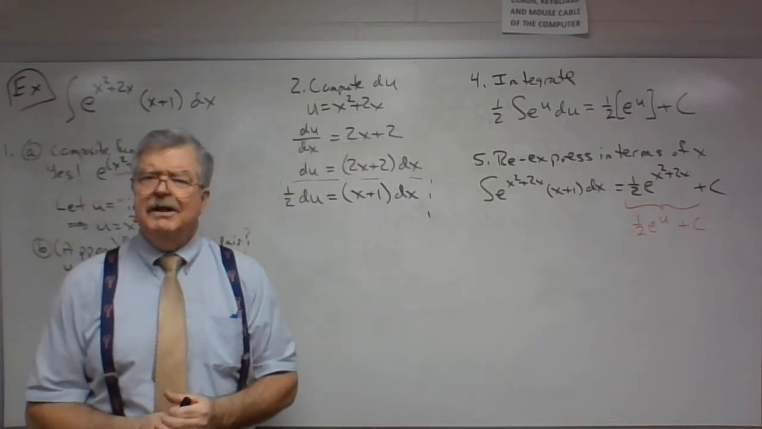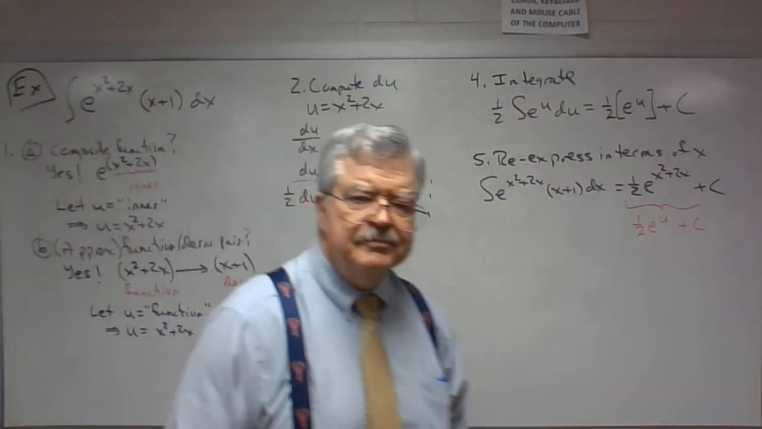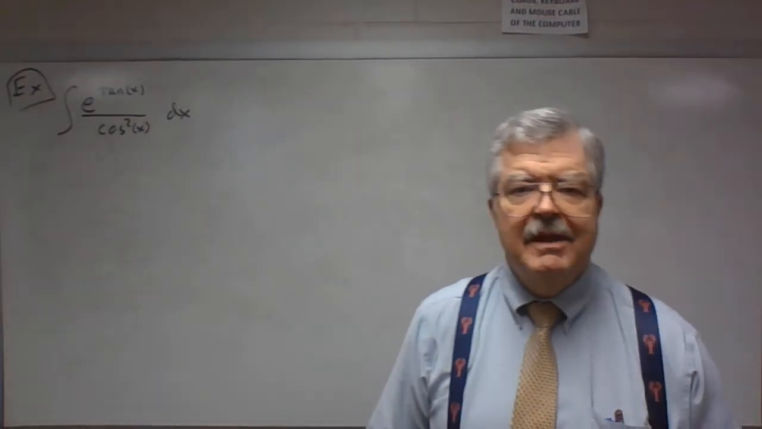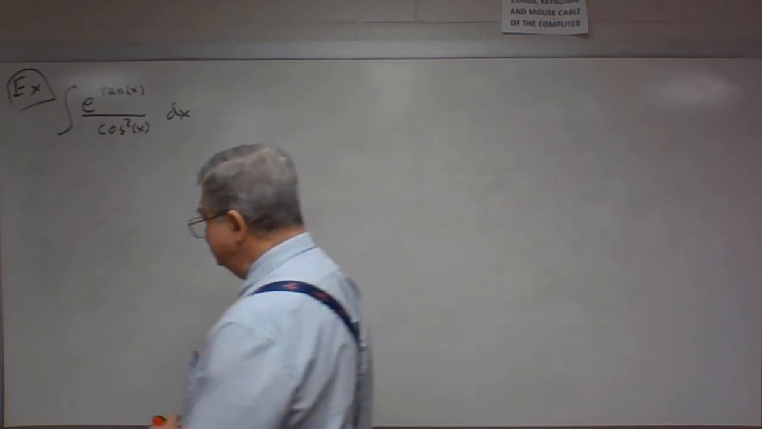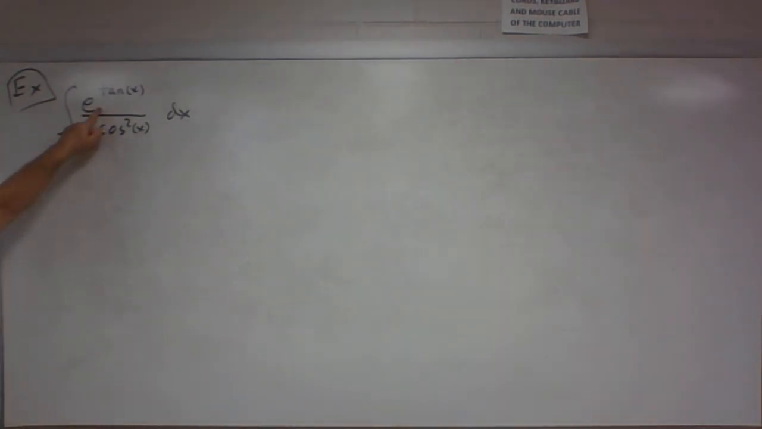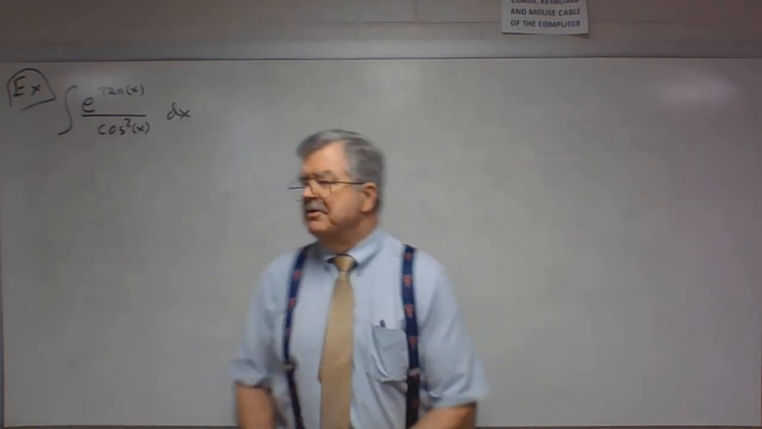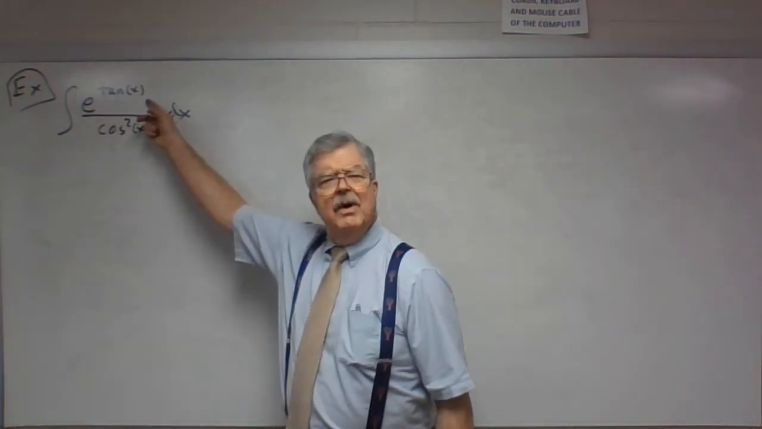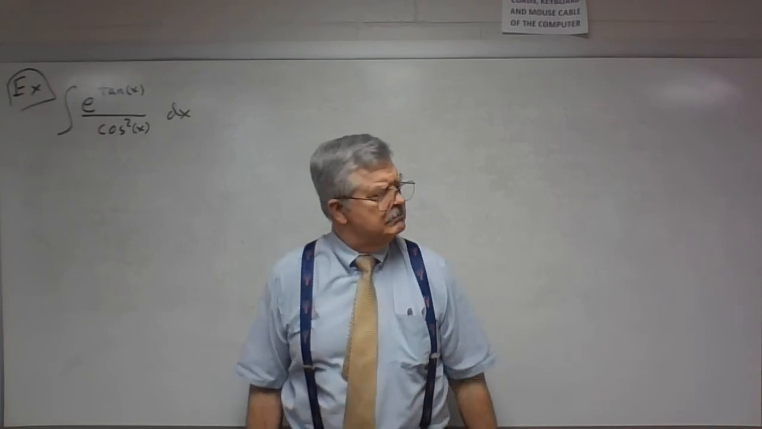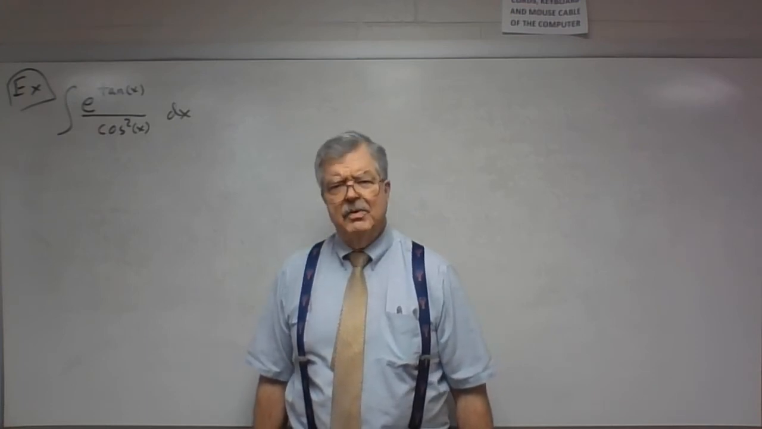Well, that was pretty good. Let's do a couple more. This one's a nice one. We have a composite function, e raised to the power of tangent x. And whenever we see e raised to the power of a function in an integral, we look for the derivative of the exponent somewhere in the integral. The derivative of tangent x is what? Secant squared, right?